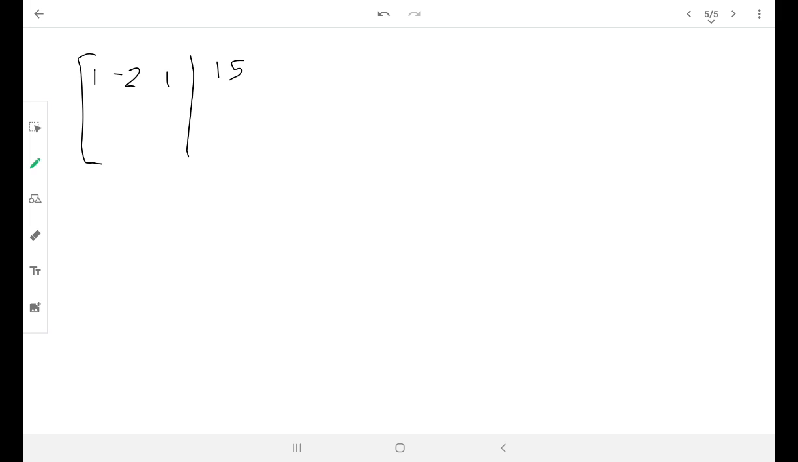0, 1, negative 4 over 5, negative 29 over 5, 0, 0, 1, 1. And so now you need a row operation to turn this into a 0. So that's what we're going to do.